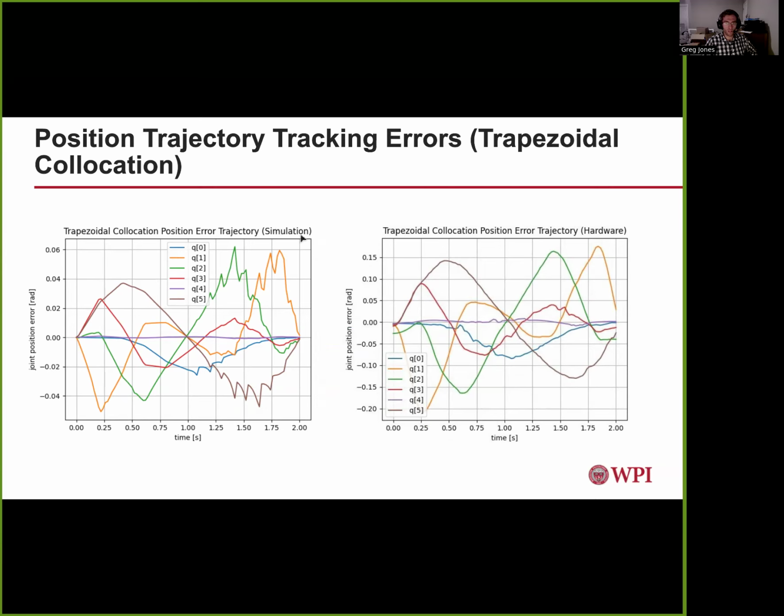So in general, on the hardware, the errors were larger, by approximately a factor of 2.5. Error in simulation was about 0.06 radians or 3.4 degrees. On hardware, about 0.17 radians or 10 degrees.